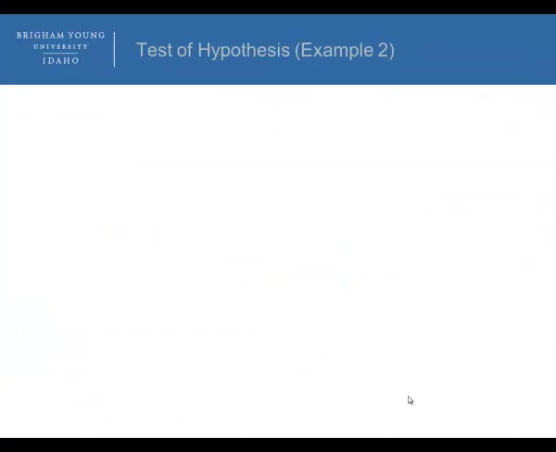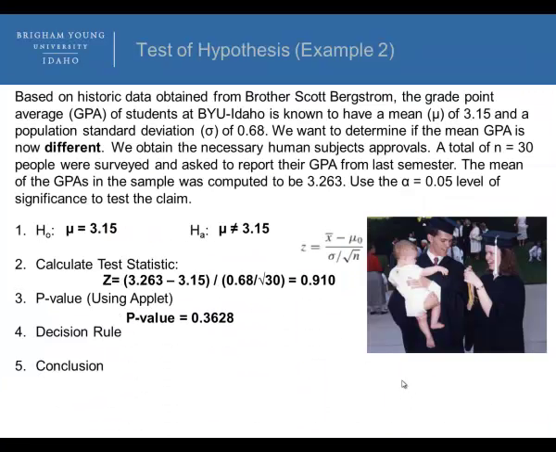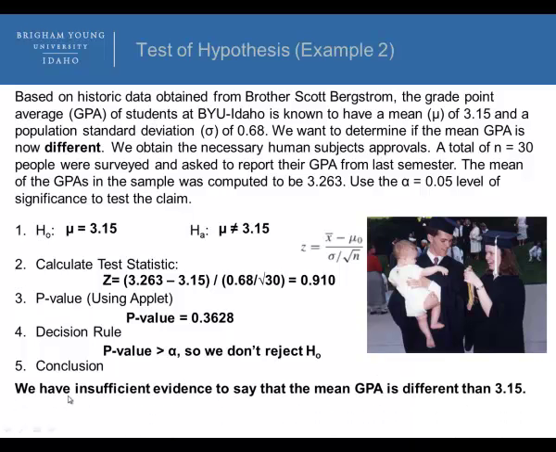So, since our p-value is 0.3628, do we reject the null hypothesis? In this case, we do not, since our p-value is greater than alpha. So we have insufficient evidence to say that the mean GPA is different than 3.15. In our conclusions, we always refer to the alternative hypothesis. If we reject the null, we have sufficient evidence, but since we didn't reject the null, we have insufficient evidence for the alternative hypothesis.